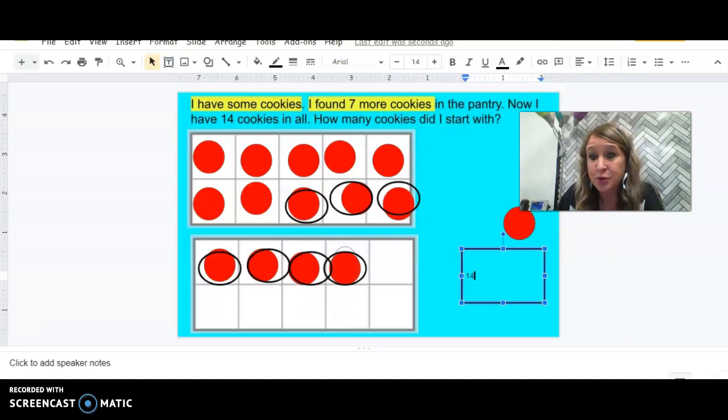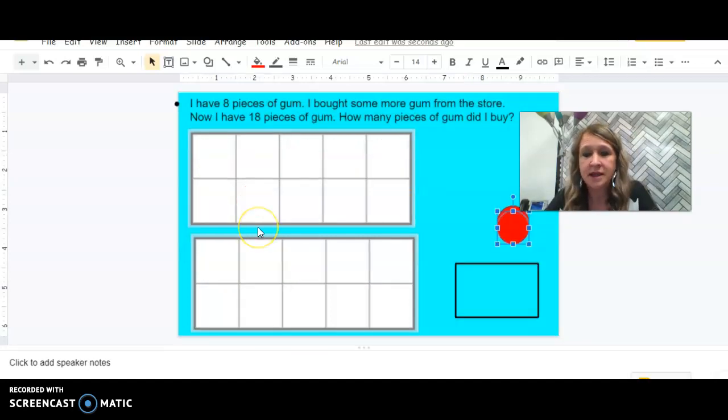Let's look at another problem. I'm full of problems today, I guarantee you. Now my problem is that I have 8 pieces of gum, and then I bought some more from the store. Now I have 18 pieces of gum. How many pieces of gum did I buy? Let me read that problem again. I have 8 pieces of gum. I bought some more gum from the store. Now I have 18 pieces of gum. How many pieces of gum did I buy?